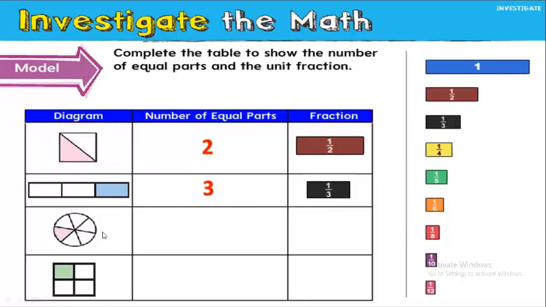Here, who will answer this? Number of equal parts. Let's count. 1, 2, 3, 4, 5, 6. So we have 6 equal parts. And the fraction will be 1 over 6. Here, how many equal parts? 1, 2, 3, 4. So we have 4 equal parts. Fraction 1 over 4. We can read it as 1/4. So we read this fraction as 1 half, this as 1/3, this 1/6, this 1/4.